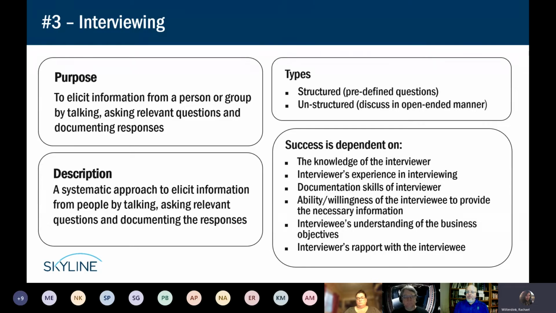and do your homework on the stakeholders before you go into an interview. You'll want to have conducted that stakeholder analysis before you ever set up an interview with a person. Finally, you want to make sure you're establishing rapport with your stakeholders. If they know you and trust you, they'll be much more likely to share the information that you're looking to discover.